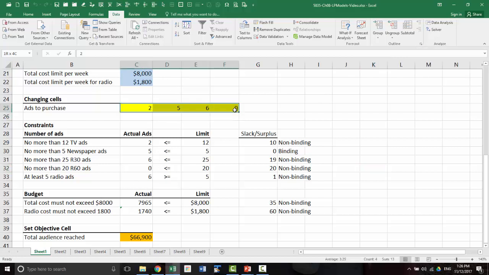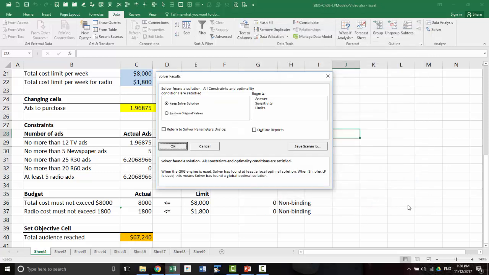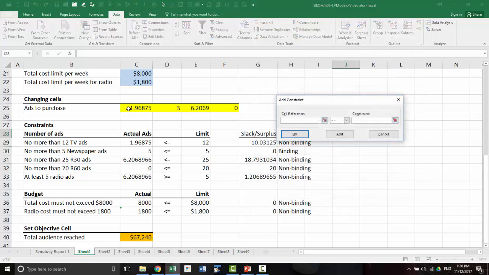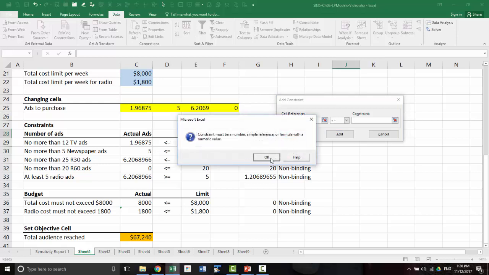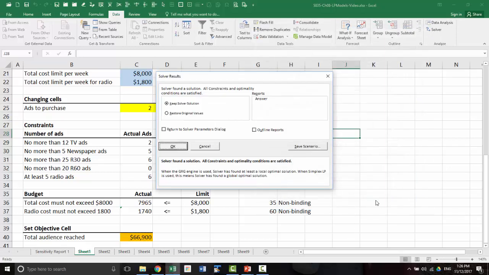Okay, let's get rid of that. Set it to the original model. Now you need to remove the integer constraint. Delete that. Okay. Now run solver. You get your sensitivity report. Okay, so there it is. Then we can go back into solver, add the integer requirement. Okay, so that would be integer. All right, then you solve again.